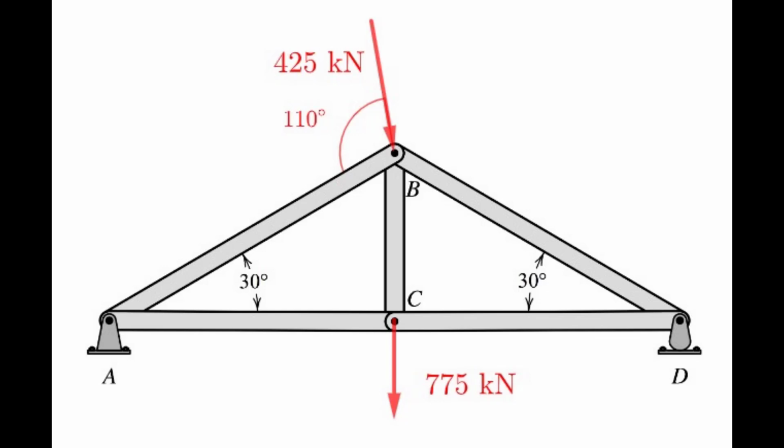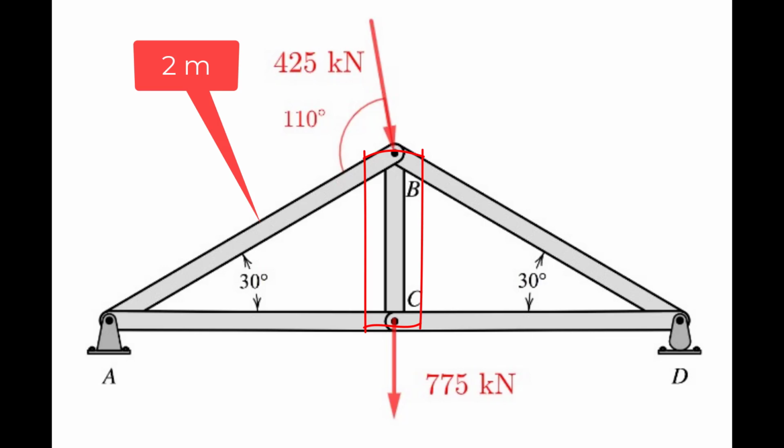775 kilonewtons. You also know that there are no distances here, but we do have 30-60-90 triangles. So we'll make some assumptions on the distances. For member CB, the one in the center, we're going to assume 1 meter. Because this is a 30-60 triangle, that results in member AB being 2 and member AC being 1.732.